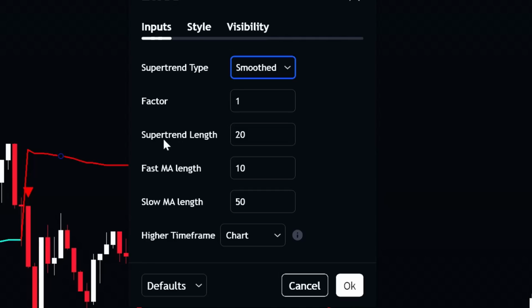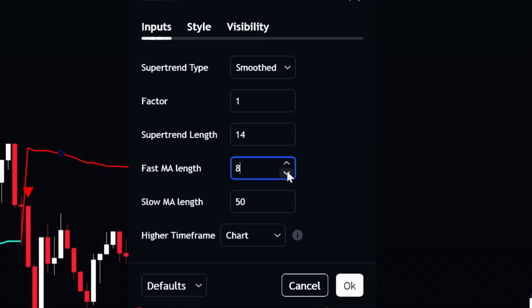Now let's adjust the super trend length to 14. This number basically tells the indicator how far back in time to look for trends. A higher number means it looks further back, while a lower number means it focuses on more recent price movements. A length of 14 is a good balance for most markets.